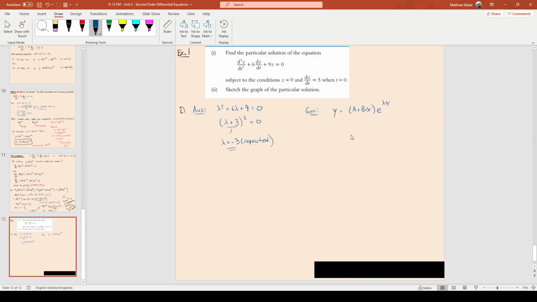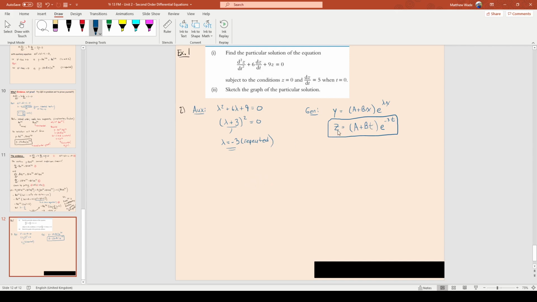So in our case, where y is z and x is t, it's going to be z equals a plus bx. Oh no, it's not a plus bt, I should say. z equals a plus bt, e to the minus 3t, I believe. And I think I'm happy with that as my general solution. Is that cool, my buddies? Okay, good. So if that's the general solution, now we're going to have to find the particular one, aren't we?